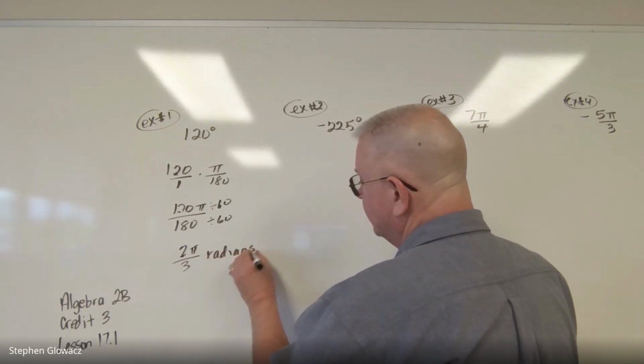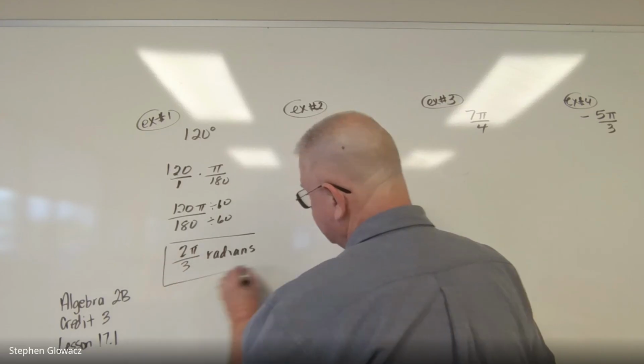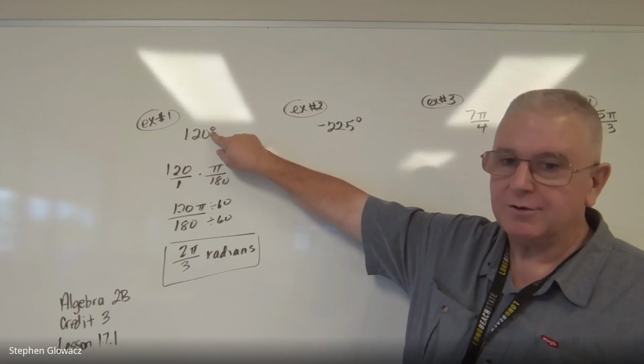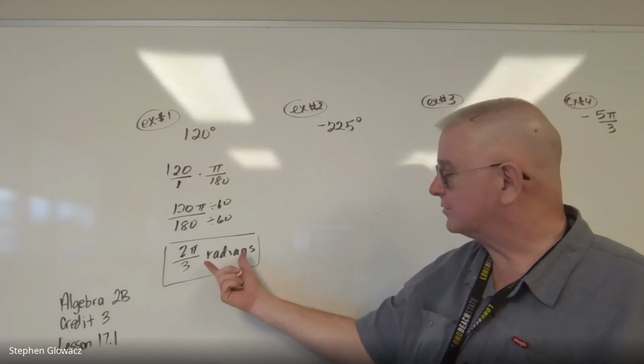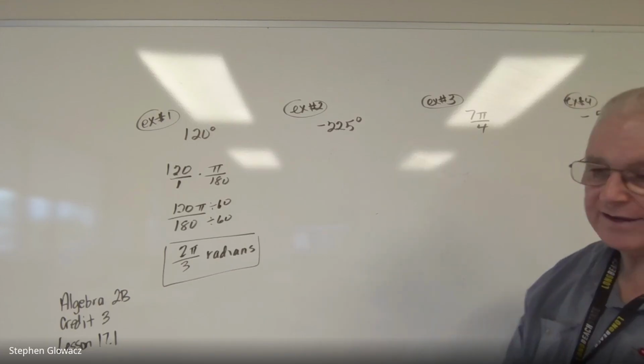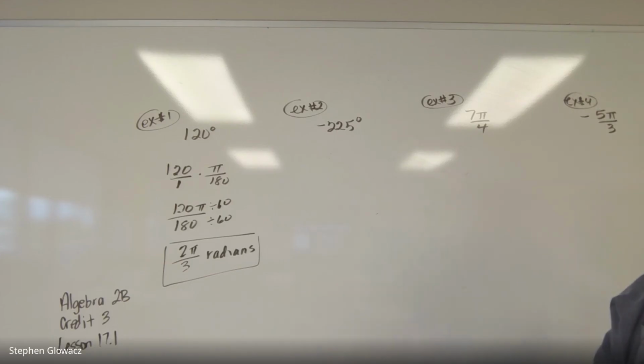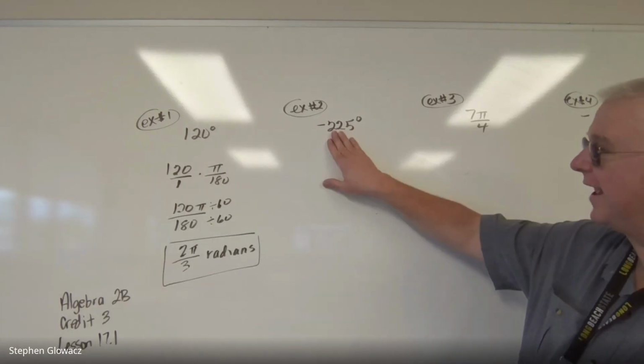And the question, do you have to write the word radians? Yes, you do. Just like when we measure an angle in degrees, we put the degree symbol there. So when it's in radians, we write the word radians after it to indicate that that is an angle measure in radians. All right, our next example, we have a negative angle.